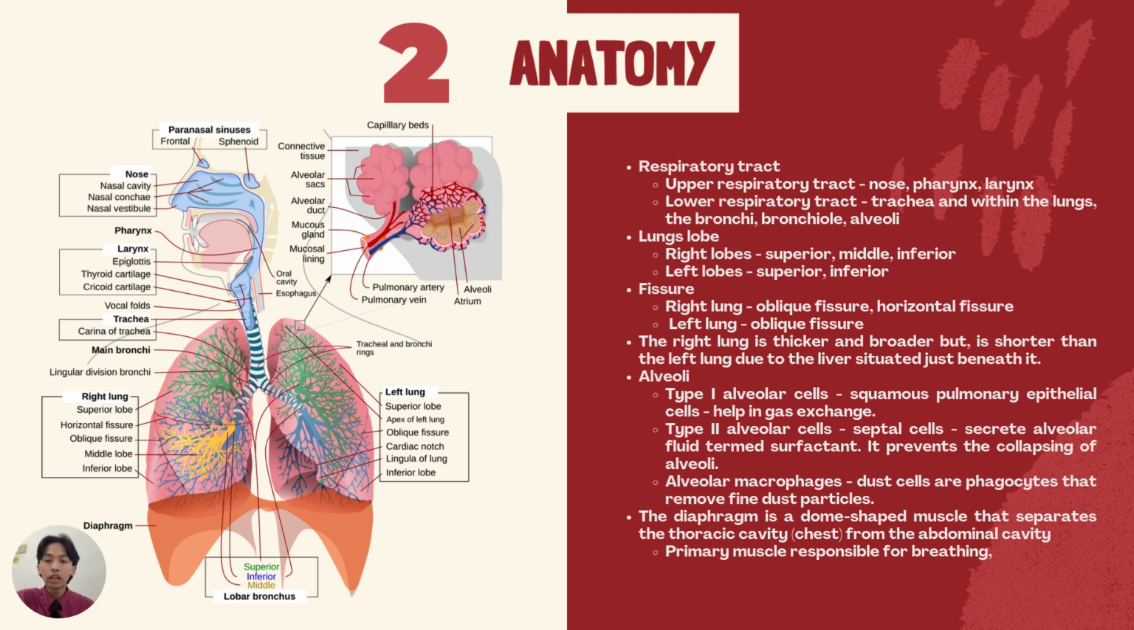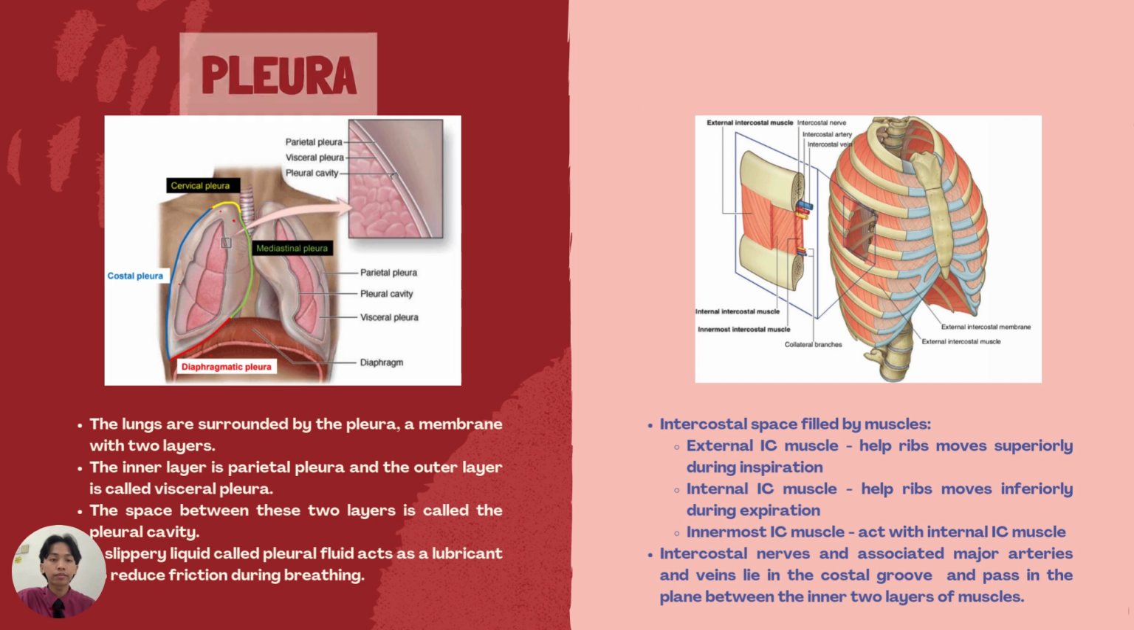Surfactant is essential because it reduces the surface tension within the alveoli and prevents the alveoli from collapsing when we exhale. Lastly, we also have alveolar macrophages, which are dust cells that remove fine dust particles and microorganisms in our lung. Next, we have the diaphragm. The diaphragm is a dome-shaped muscle that separates our thoracic cavity and our abdominal cavity. It is the primary muscle responsible for breathing.